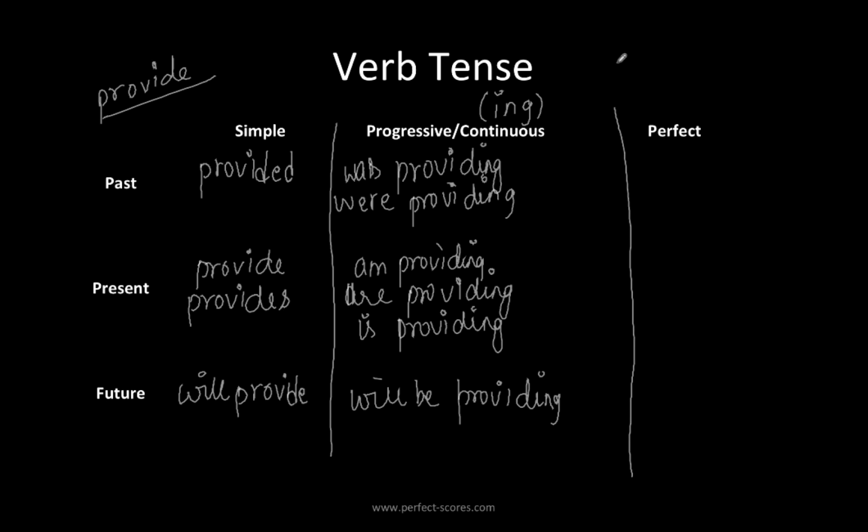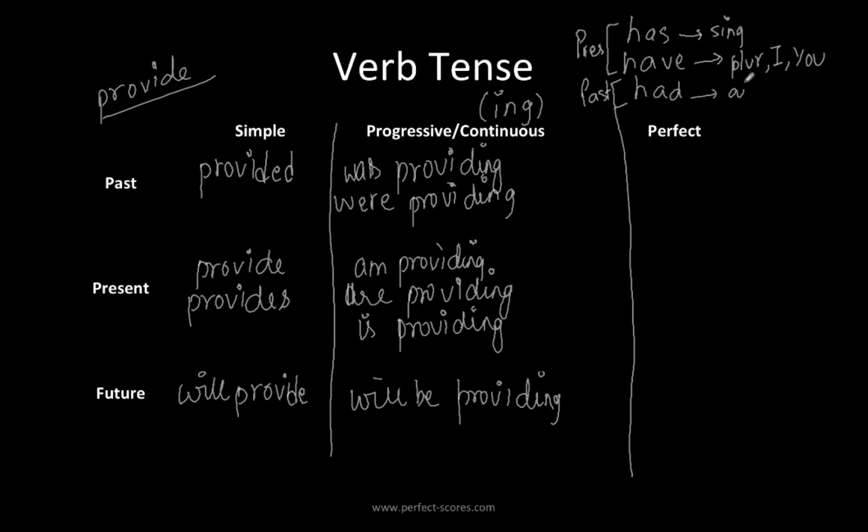For perfect, all you need to add is one of the H words, either has, or have, or had. So what's the difference between these three? Has and have are used for the present. Had is used for the past. Has is used for everything singular. Have is used for everything plural, for I and for you. Had is used for all things.